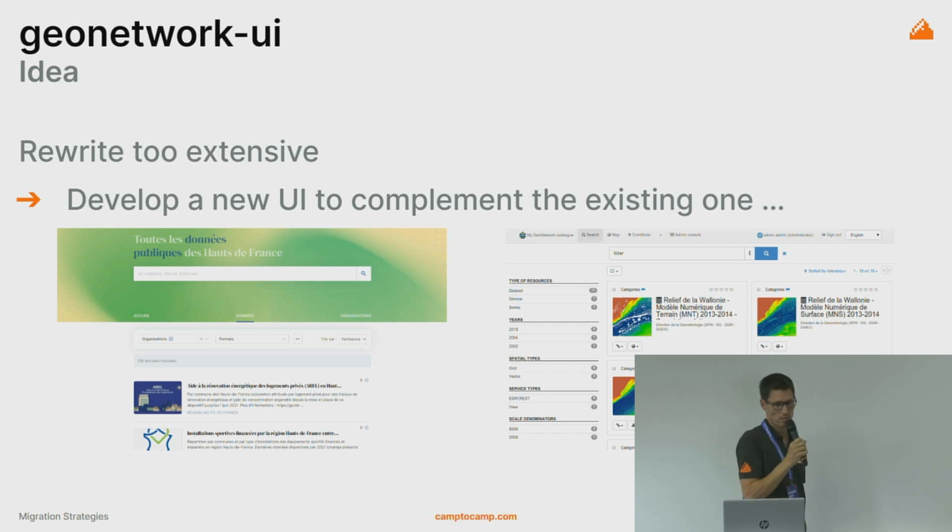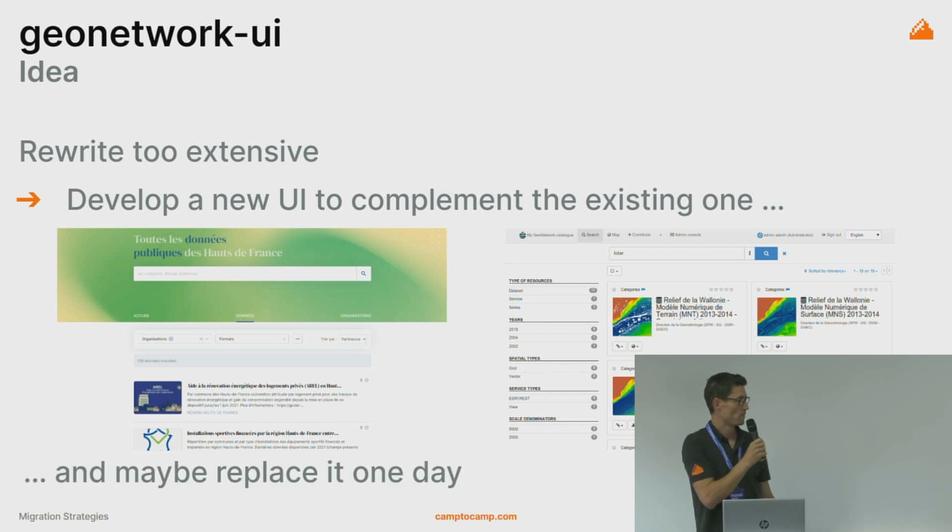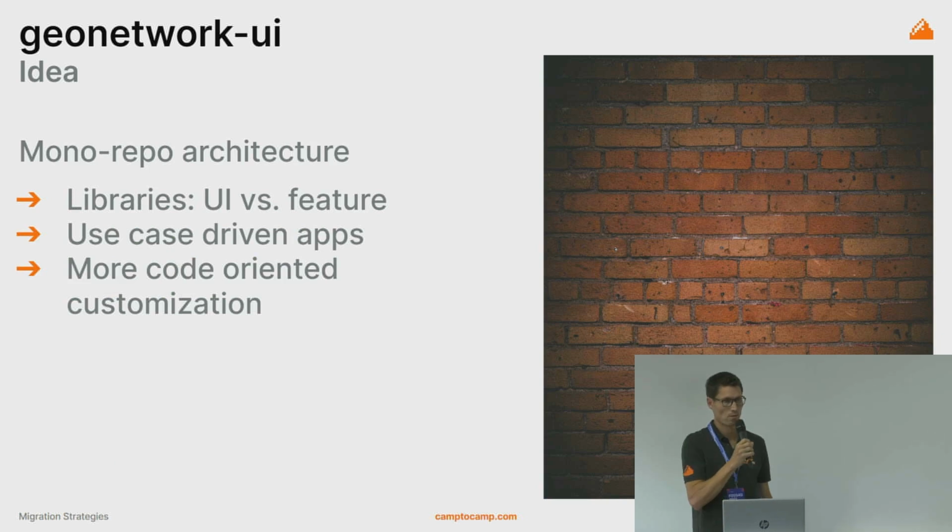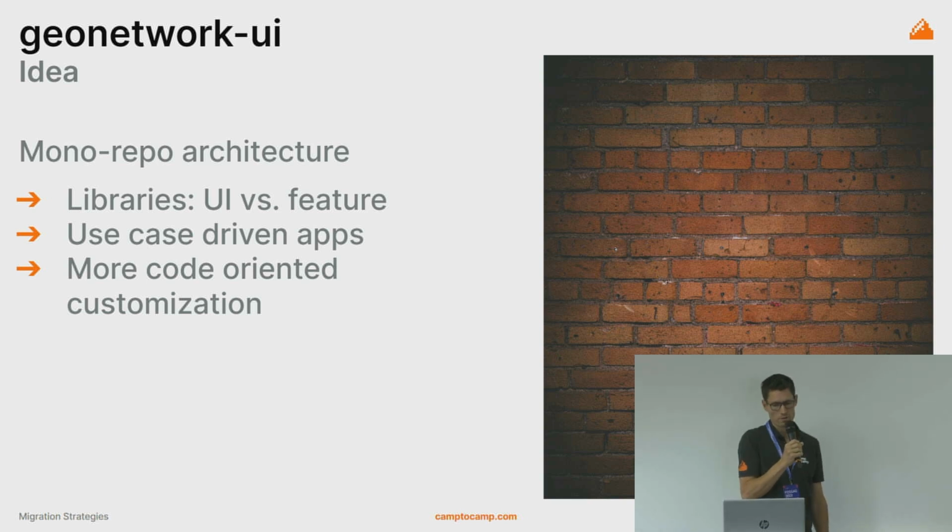It was clear that the rewrite would be too extensive also. So the idea came up to develop a new UI complementing the existing one and maybe replace it one day. The architecture of GeoNetwork UI is a monorepo architecture. So we have libraries split up into UI and feature parts that allow a use case driven development of different applications based on these libraries. So we have a lot of applications within the same repository.